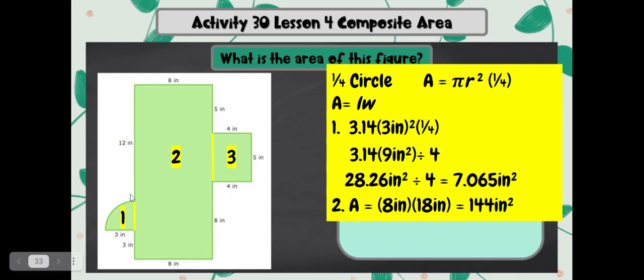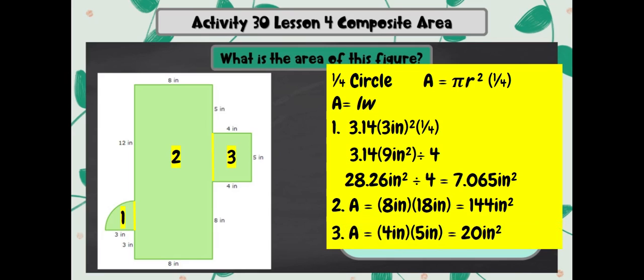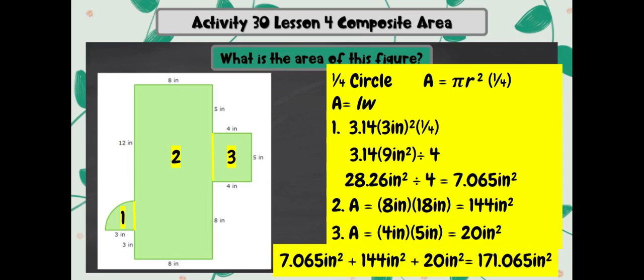Now for the second shape, I just have 8 times 18. I know the radius here is 3 plus 3 more. That's where I get the 18. 8 times 18 is 144 inches squared. And then the next shape is 4 times 5, which is 20 inches squared. Add it all together, end up with 171.065 inches squared.